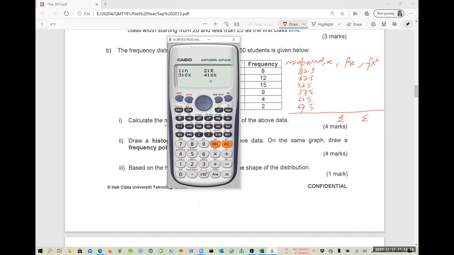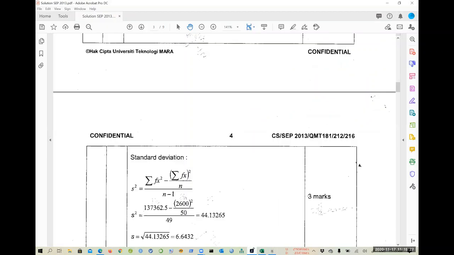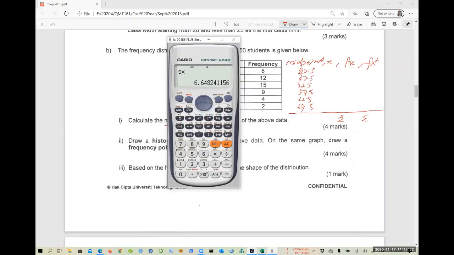So first we want to find the value of the mean. So choose number 2, the equal sign. You get 52, same as our solution just now. And then for the standard deviation, shift number 1 again, choose number 4, and then select number 4. Equal sign. So you get 6.6432, similar to our result here, 6.6432. Okay, so you have the answer.